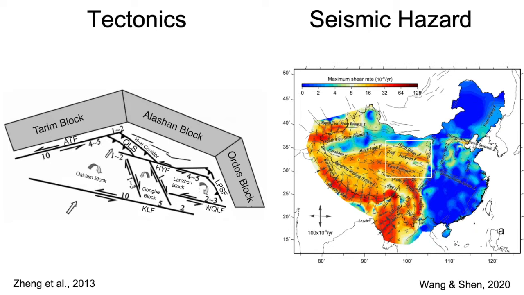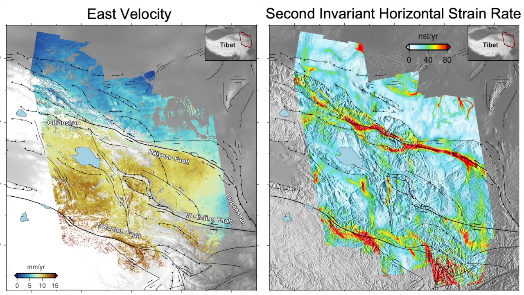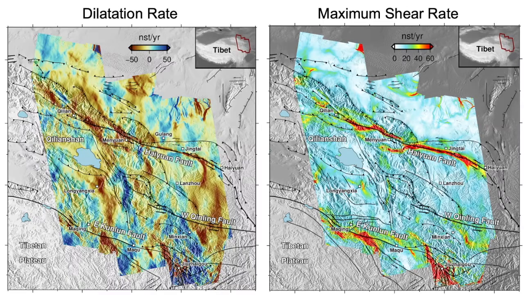High-resolution strain rate mapping can inform active tectonics and seismic hazard. In this paper, we present 100-meter resolution InSAR east velocities derived from 5 years of Sentinel-1 data over the northeast Tibetan Plateau. We also derived the first of its kind 1 kilometer resolution strain rate fields for the area, including the second invariant, the dilatation, and the maximum shear rates.